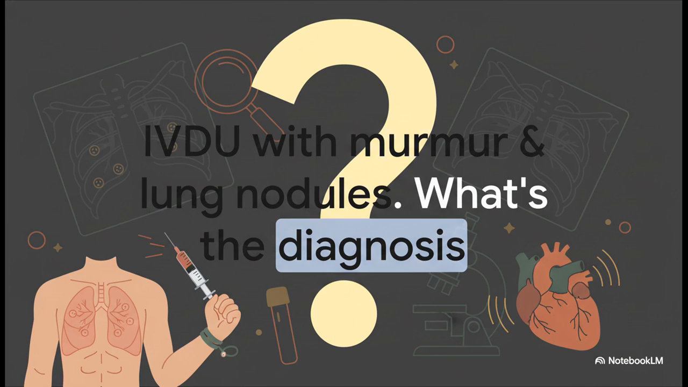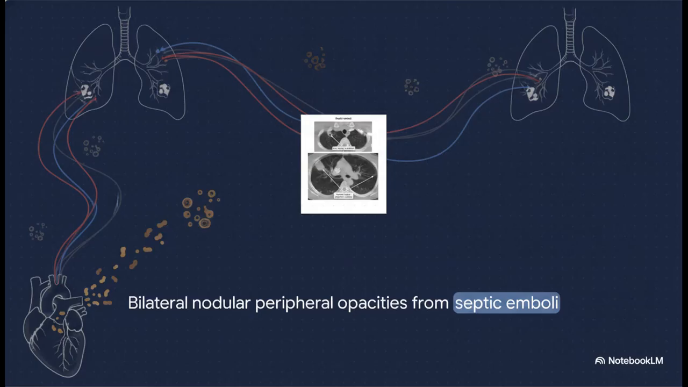All right, let's move on to a classic board-style vignette. A patient with a history of IV drug use presents with a murmur and multiple bilateral nodular lung opacities on their imaging. What's the immediate diagnosis you should be suspecting here? Burn this image into your brain. These classic peripheral cavitating opacities are septic pulmonary emboli.